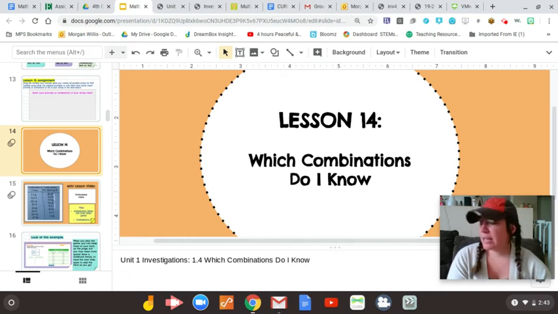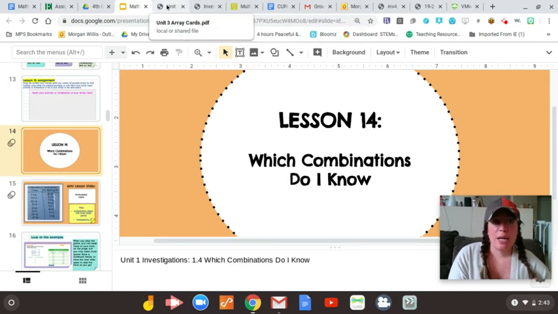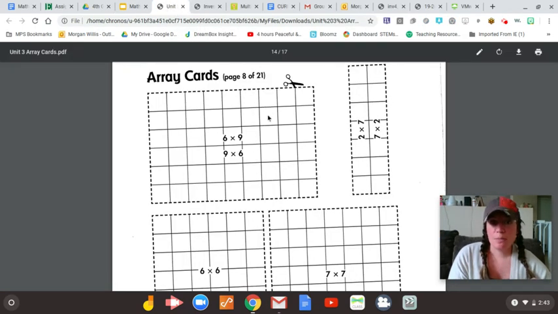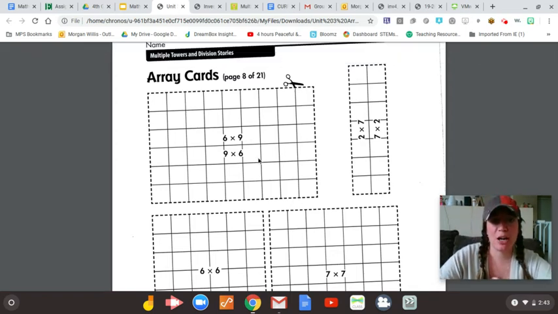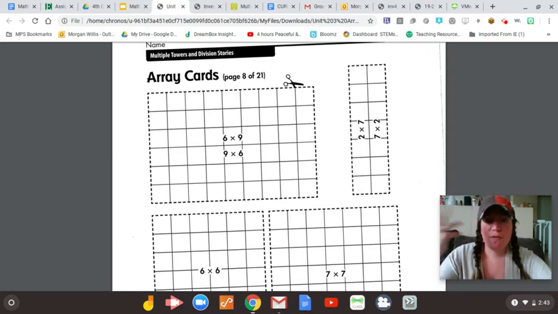This is going to begin our look into how to figure out how many are in an array, so looking at some different strategies. Last year you were able to use some of these array cards. Looking at this one right here, it's 6 times 9 or 9 times 6. One of your first thoughts should be what strategies are you going to use to try and figure that out?